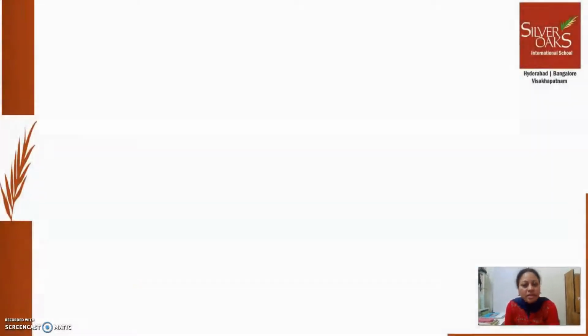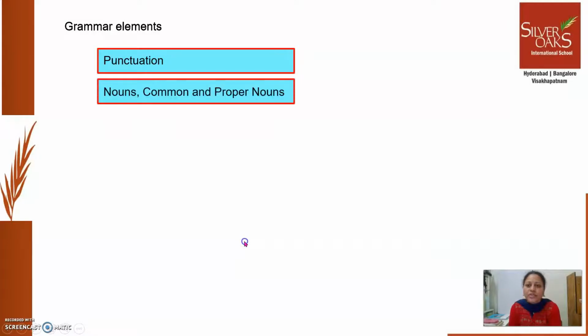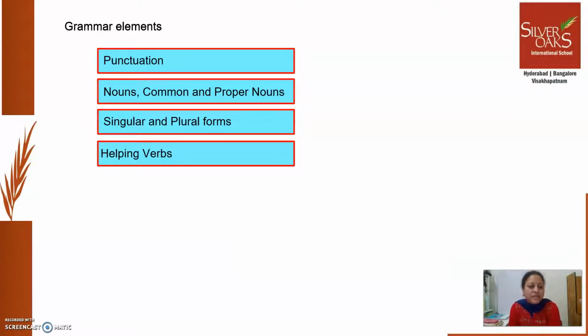In English, today we are going to learn about a new grammar element. We already have learned a few grammar elements. Do you remember? Starting with punctuation, and then we learned nouns, common nouns, proper nouns. Do you remember? Okay. And then we also learned singular and plural forms of various nouns, and also helping verbs, is, am, are, and recently we learned has and have also.